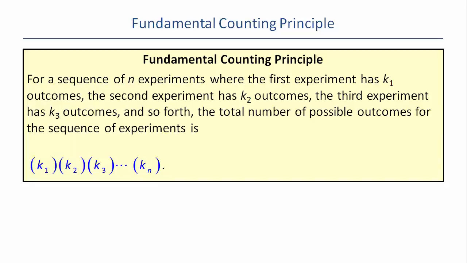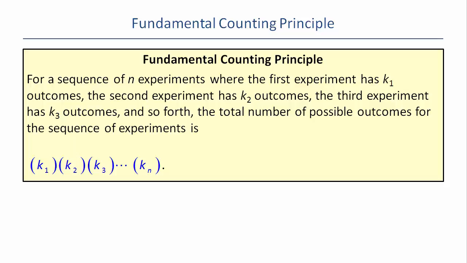Okay, the fundamental counting principle just simply says that if you have a sequence of n experiments where the first experiment has k_1 outcomes, the second experiment has k_2 outcomes, the third has k_3, and so forth, the total number of possible outcomes for the sequence of experiments is their product. It's a big fancy way of saying if you have 5 choices, 4 choices, 7 choices, 10 choices for each stage, then the total number of outcomes is just going to be all those numbers put together.